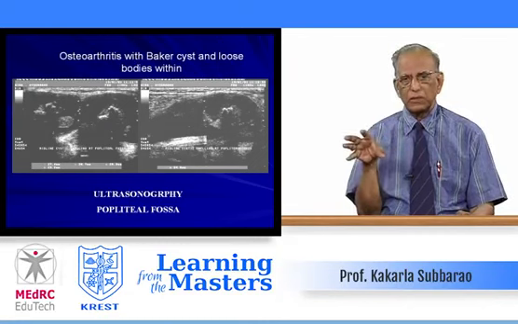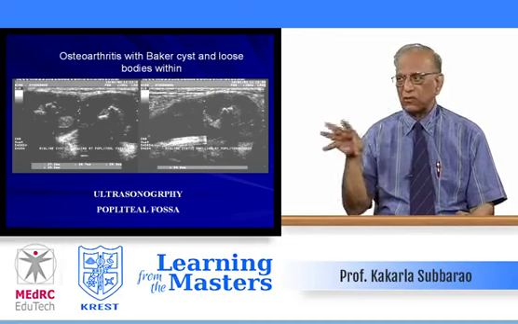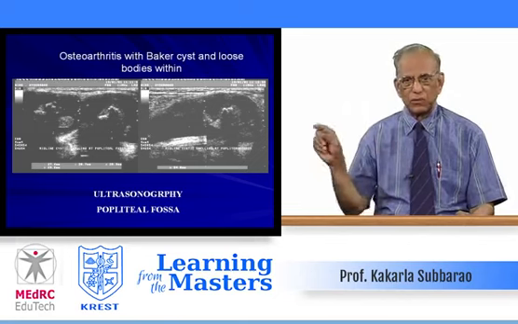As I said, the principle is the cyst is anechoic or hypoechoic, whereas the loose bodies, either chondral or osteochondral, reflect, they are echoic. That's how you differentiate. There is a popliteal fossa Baker's cyst, but there are multiple loose bodies.